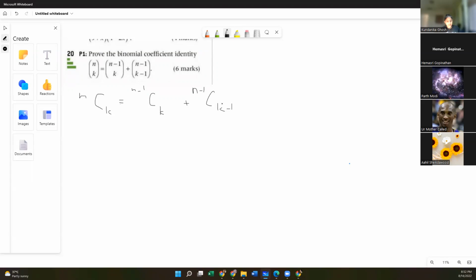Okay. So then your left-hand side in this equation, LHS, equals n factorial over k factorial times n minus k factorial. You understand how we got that, yes? Yes. Okay. And then your right-hand side of the equation is going to equal n minus 1 factorial.